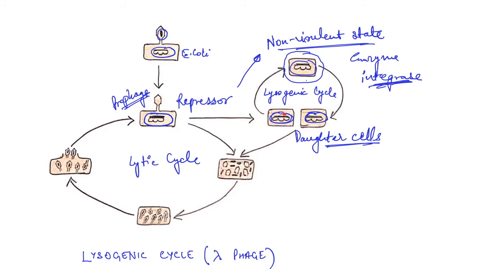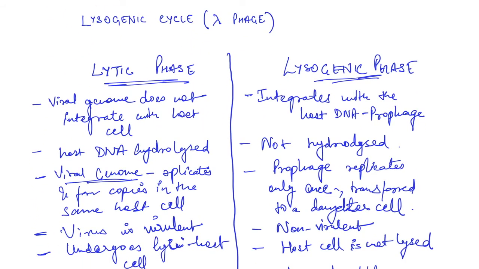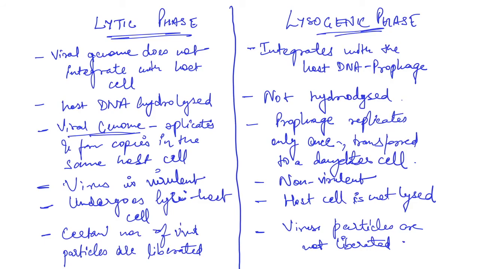wherein the viral DNA starts dividing and forming various proteins and nucleoids, which attach and form the individual bacteriophages. The cell bursts and the bacteriophages come out of the host cell. So then we studied the entire difference between a lytic and lysogenic phase. The basic differences are that in the lytic phase, the viral genome does not integrate into the host cell, while it integrates with the host DNA, forming a prophage in the lysogenic phase.